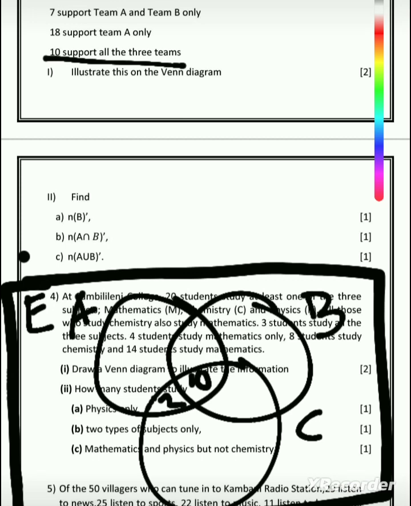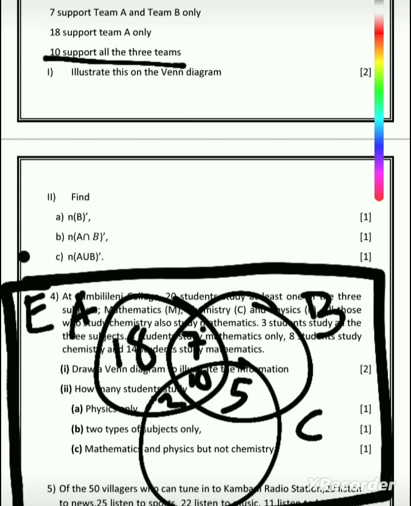Then the next 5 support team B and team C only. 7 support team A and team B only. So 5 is team B and team C. So 5, then 7 here. Okay. Then 18 support team A only. So team A, we have 18. What else is missing here?